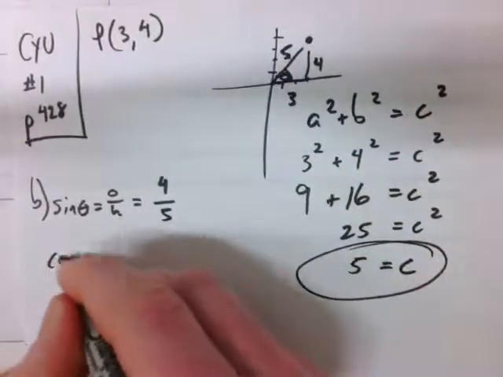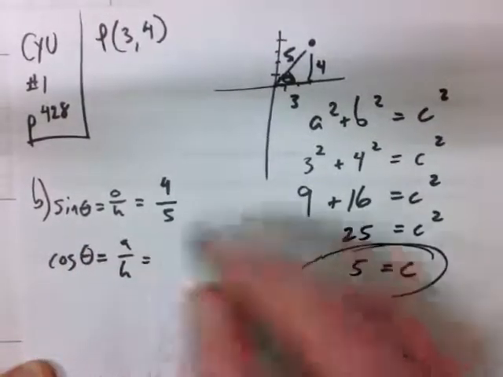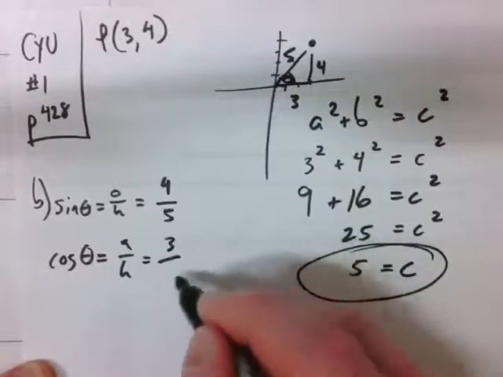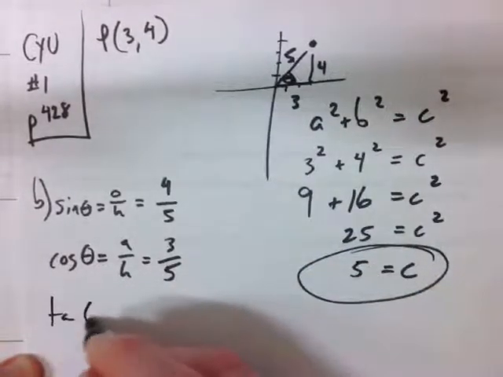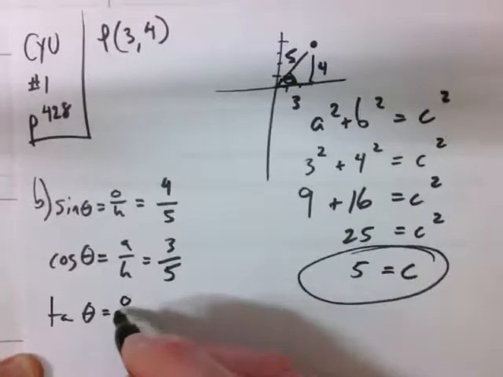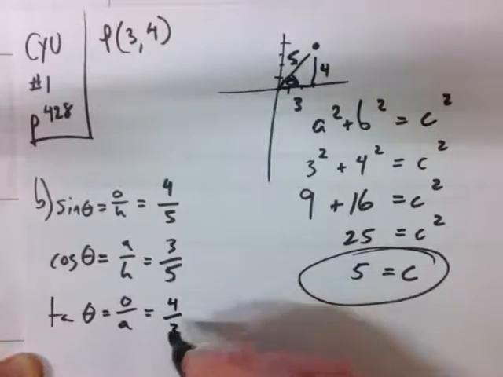Sorry. Cos of theta is adjacent over hypotenuse. Adjacent side is 3. It's really warm in here. Hypotenuse is 5. Tan of theta is opposite over adjacent. The opposite is 4. Adjacent is 3.